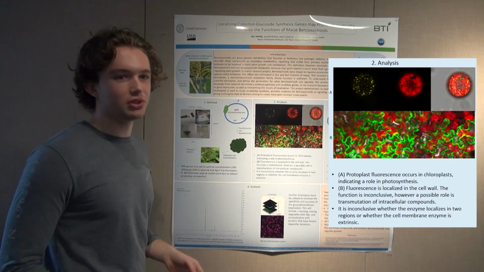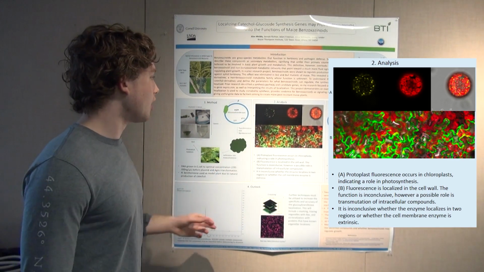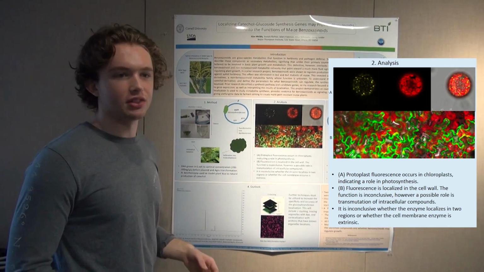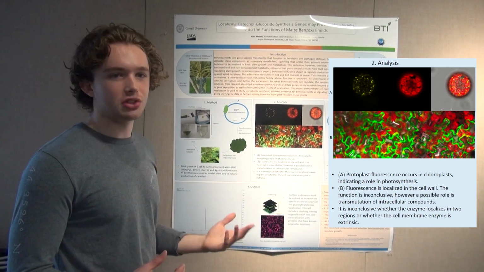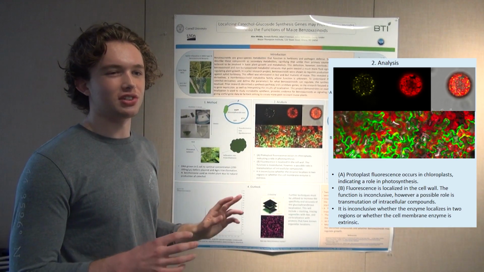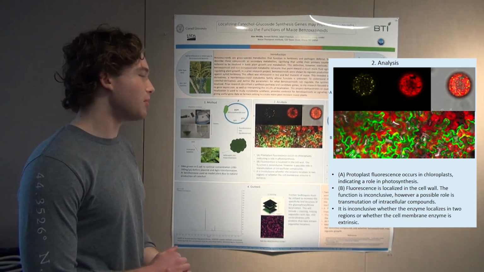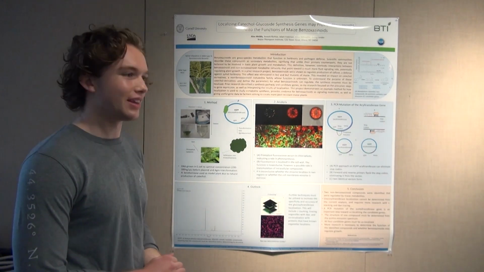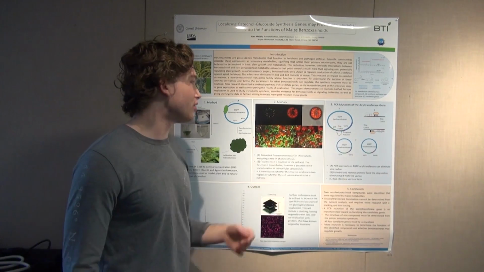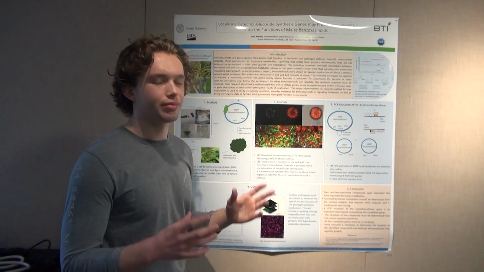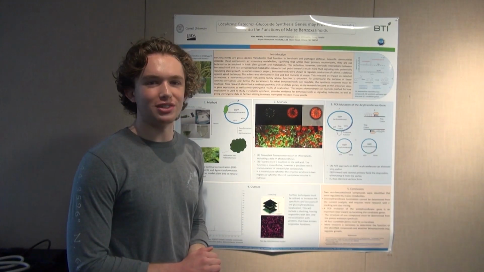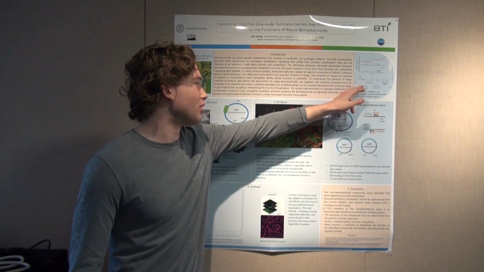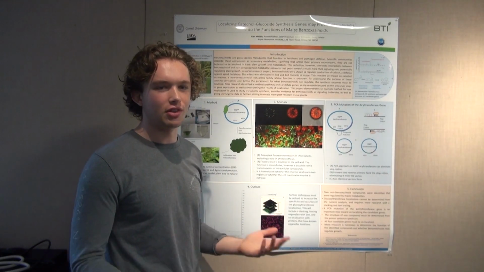So with the results, we saw 2 different kinds of fluorescence. We saw fluorescence in the protoplast, in the chloroplast, and in the cell wall. So we don't necessarily know what that means. It could mean that it's localized in 2 different areas, or maybe there was an error in our experiment. So we'll have to really investigate that. Another thing, ideally, the original goal of this project was to localize all of the genes at the same time. We aren't necessarily certain which genes are actually involved in synthesis, since these are candidates.